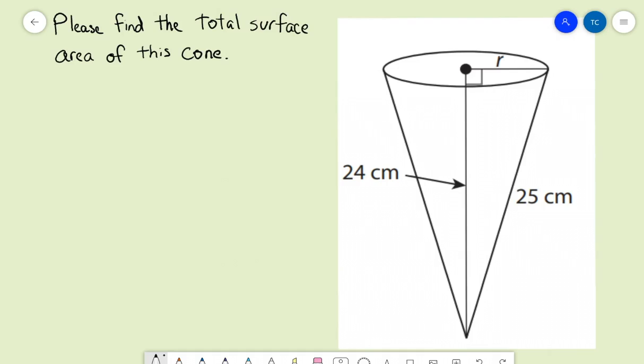Now let's get back to the fun stuff, actually solving problems. We're going to find the total surface area of this cone. So we are still going to be doing surface area equals lateral area plus the base area.